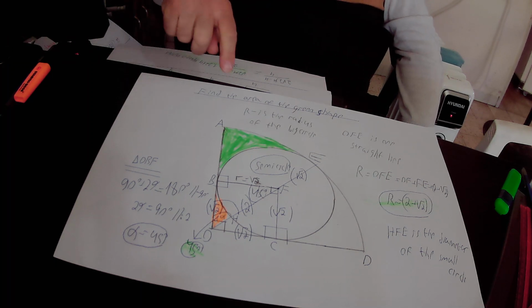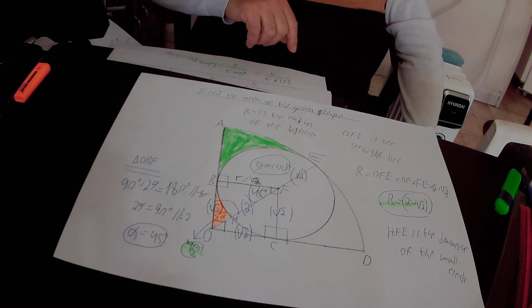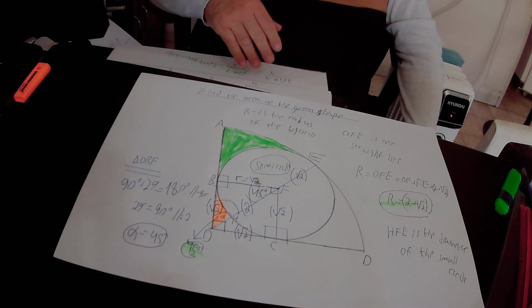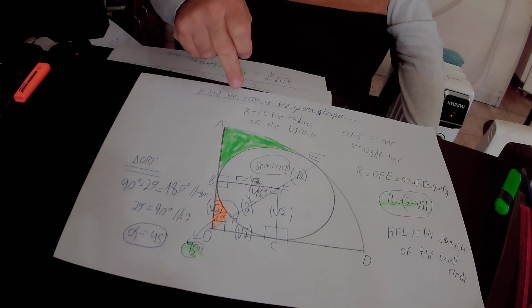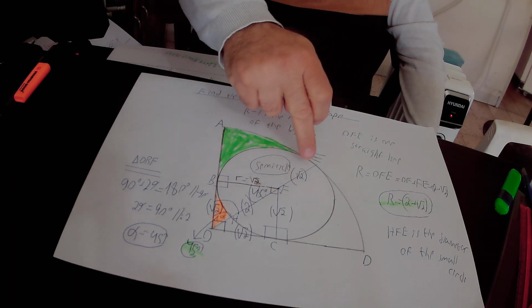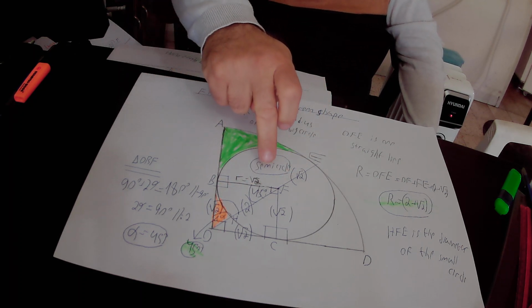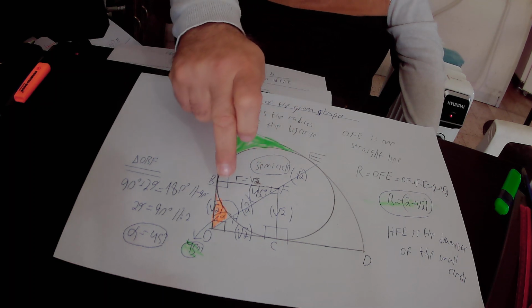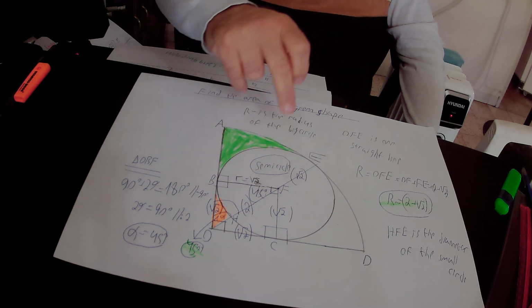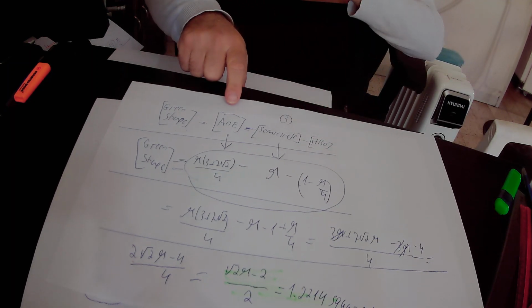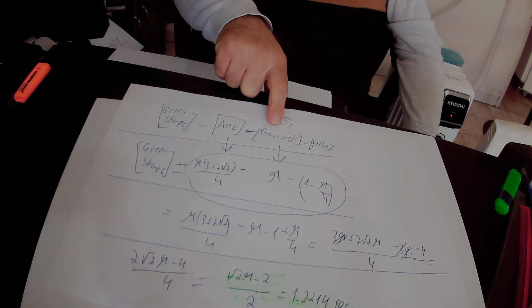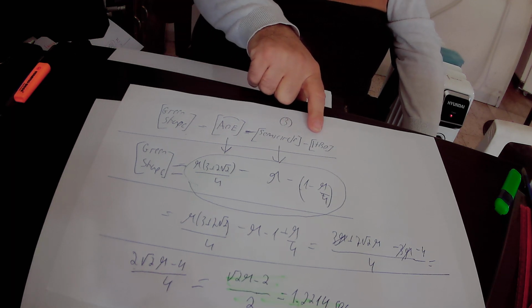Repeat again that our mission is to find out the area of this green shape. So again, the area of this green shape equals the area of the big sector AOE minus the area of this small semicircle minus the area of this orange shape HBO.